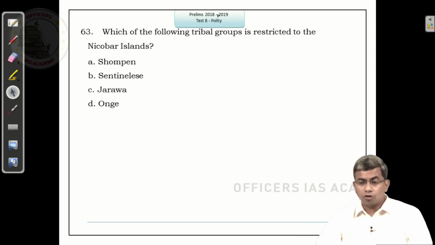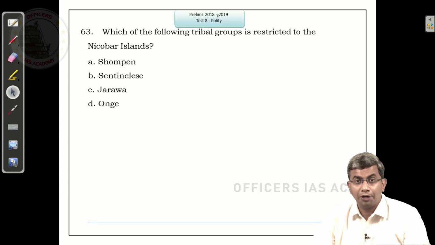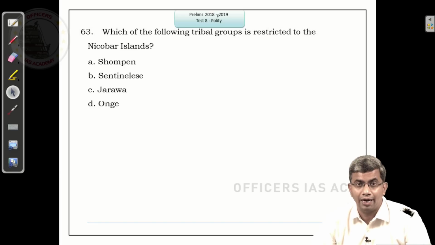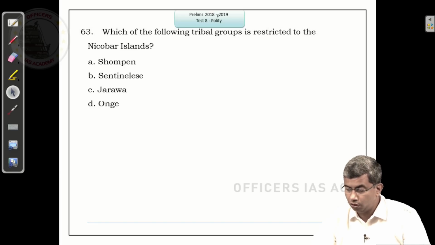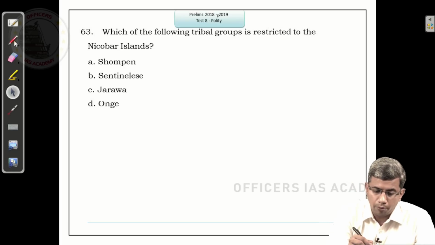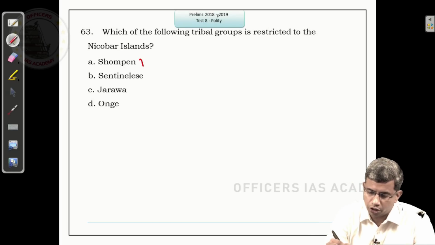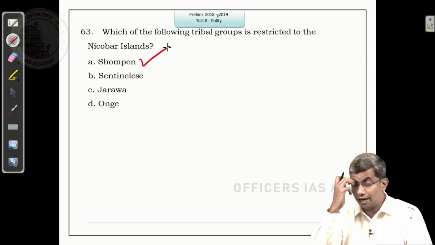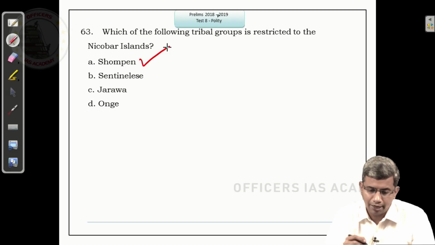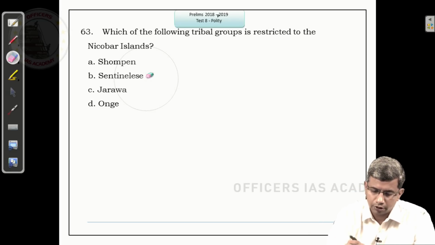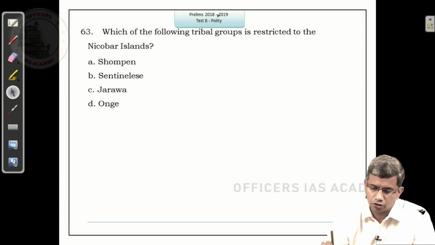So which of the following tribal groups is restricted to the Nicobar Islands only? Andaman and Nicobar Islands. Just because Sentinelese was in the news and the North Sentinel Island you would have read about, don't think that it is the Sentinelese which is the answer. No, it is actually the Shompen which is restricted only to the Nicobar Islands. The other three are in the Andaman Islands, right? So the correct answer is 63A, Shompen.